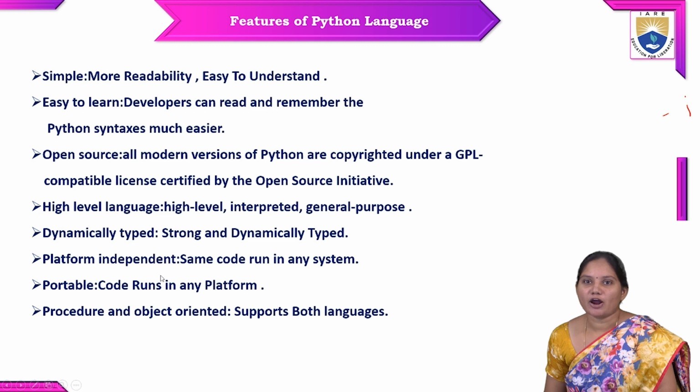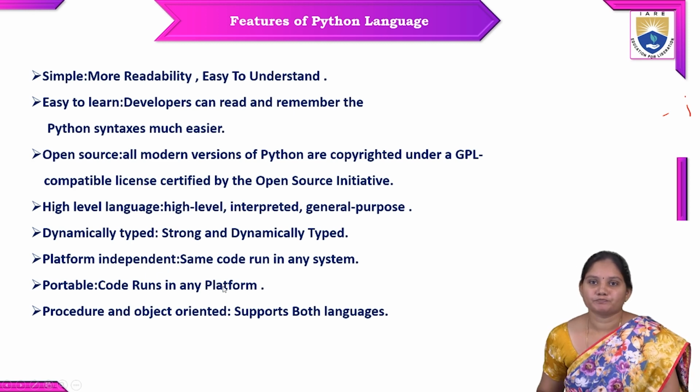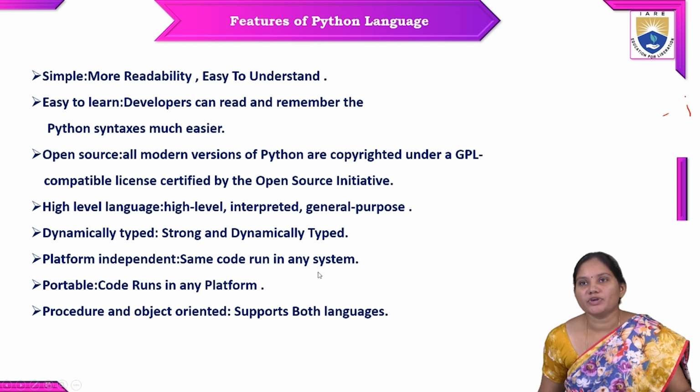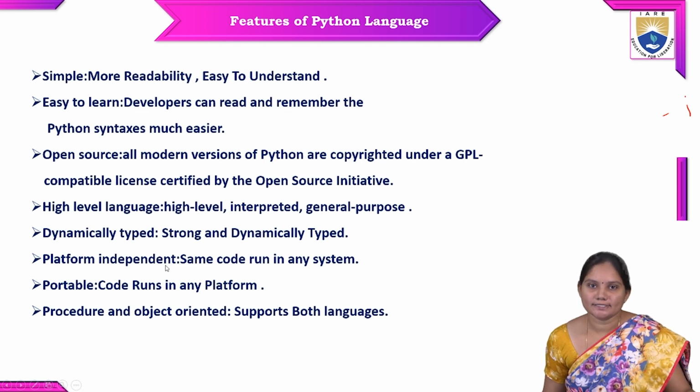And the next one is platform independent. The same code runs on any system. That means we can run the code on any operating system: Unix, Windows, Linux, Mac. That's why we can run our Python code anywhere. The next one is portable. The code runs on any platform. And the next one is procedural and object oriented. It supports both procedural and object oriented programming.